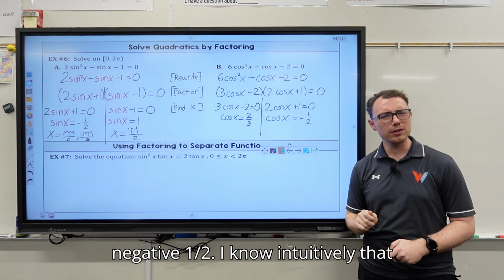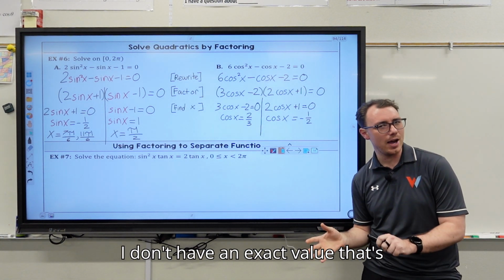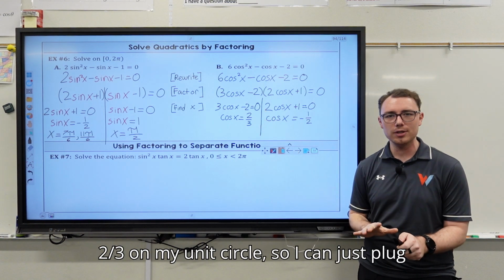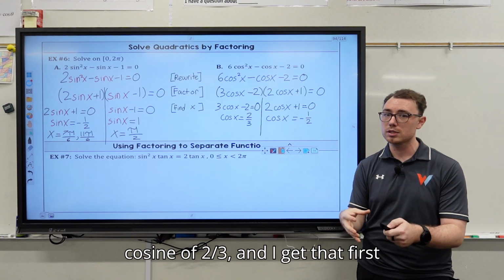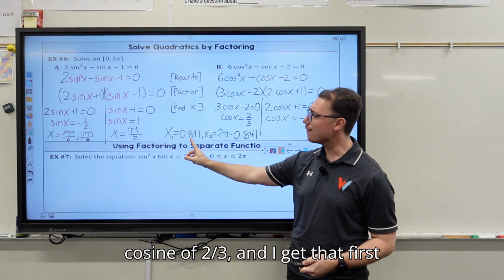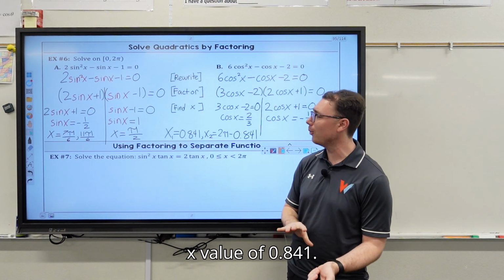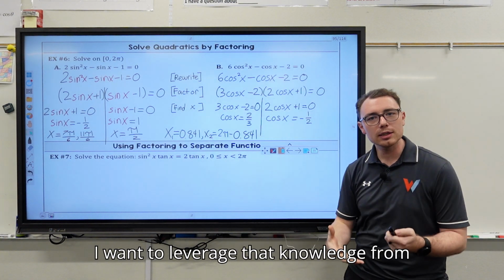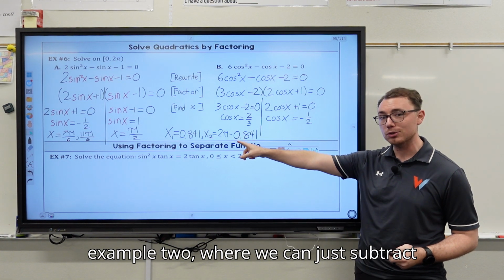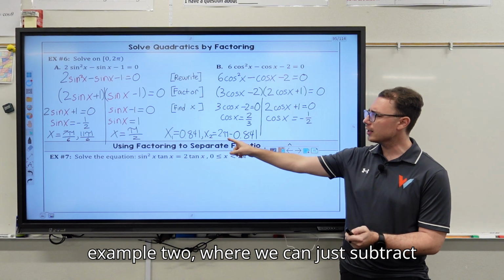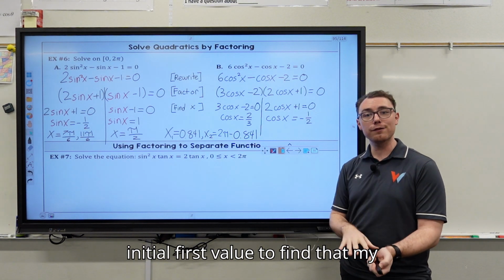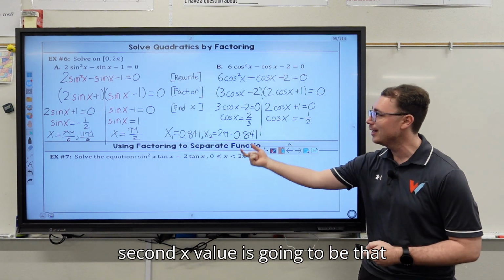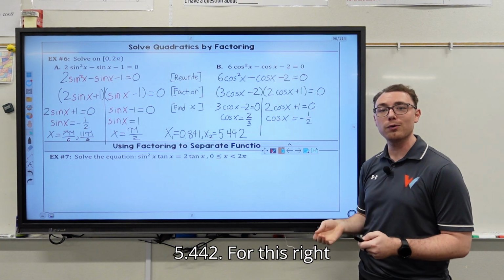I know intuitively that I don't have an exact value that's 2/3 on my unit circle, so I can just plug that into my calculator, the inverse cosine of 2/3, and I get that first x value of 0.841. I want to leverage that knowledge from example 2, where we can just subtract the period length of 2 pi from that initial first value to find that my second x value is going to be 5.442.